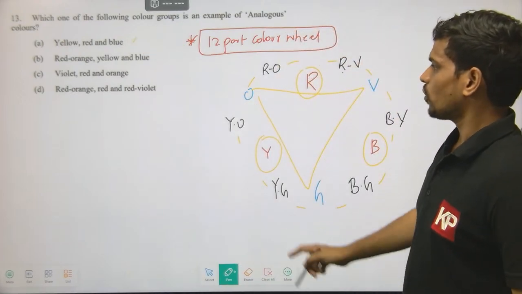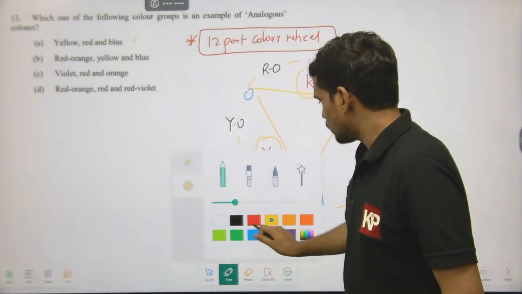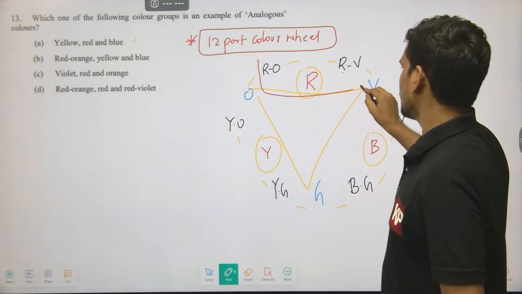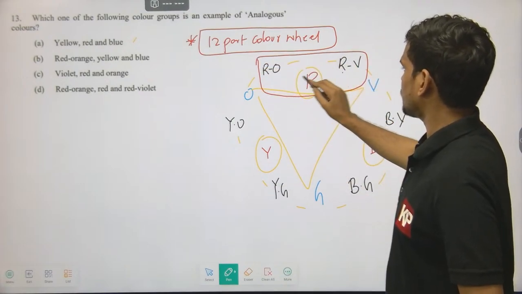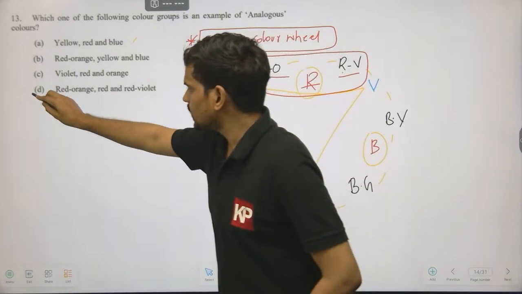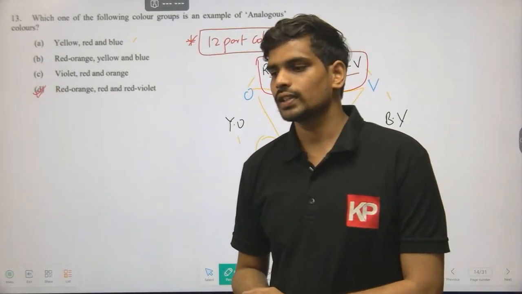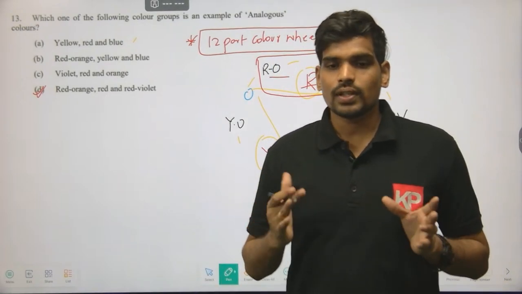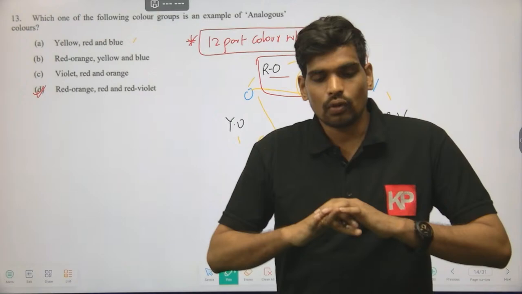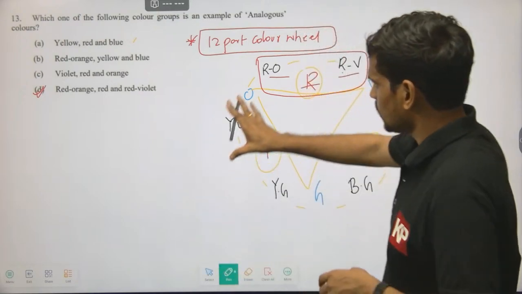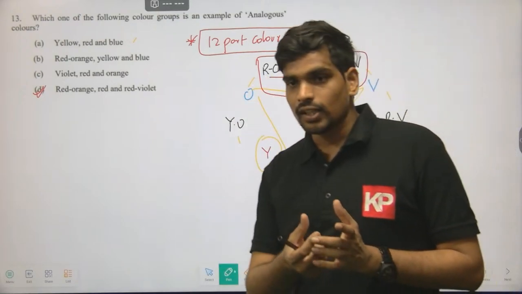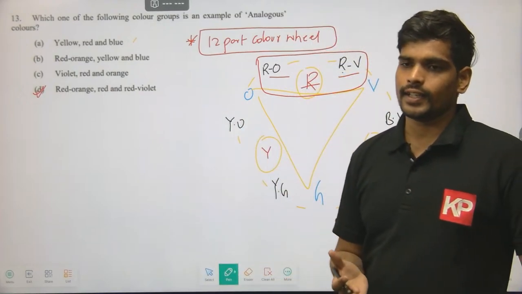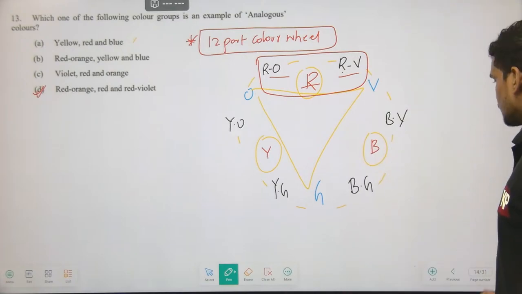That's not the option. If you see option D, that is following the rule which I told you. Analogous colors are a set of three continuous colors: red, orange-red and red violet. That is the correct answer for analogous color scheme. It is used to create a harmonious composition without something completely standing out. If you want a complete balance throughout the composition and you do not want any color to protrude or stand out, that's where we use analogous color scheme in art, in interior design, and in architecture as well. So that's the answer for the 13th question.